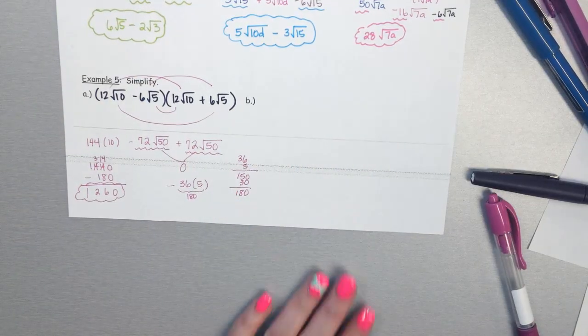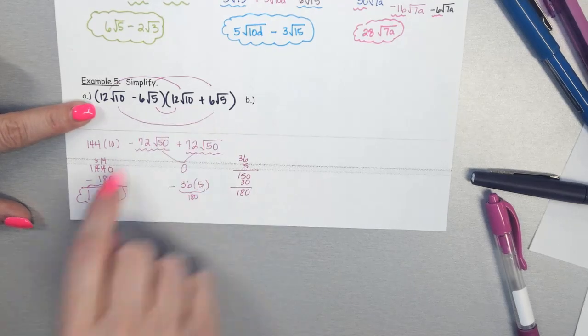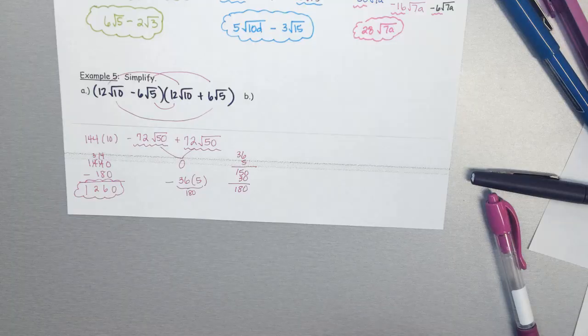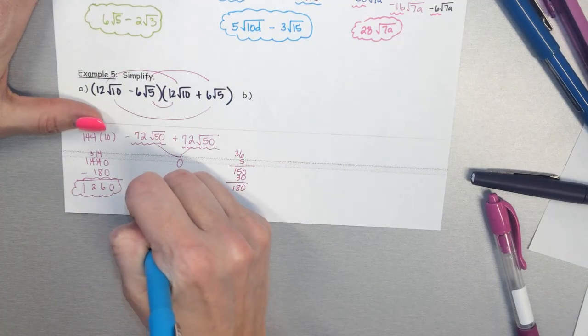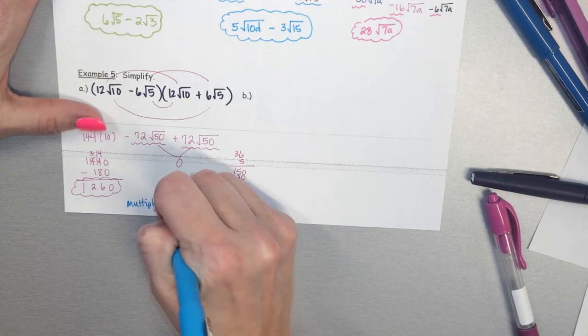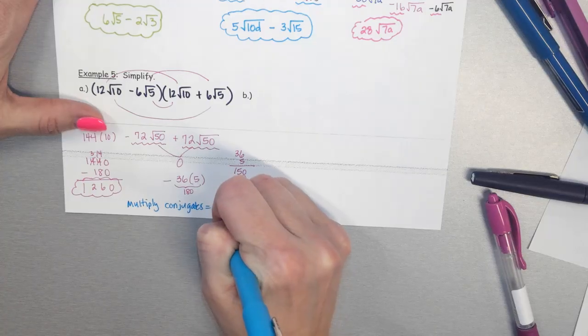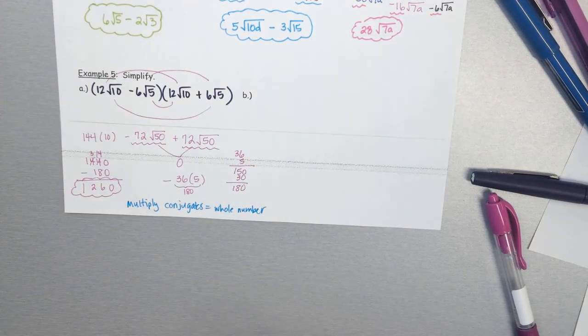So with these, you may or may not have noticed that they're conjugates. Whenever you multiply your conjugates together, you should get a whole number. If you multiply conjugates, the middles cancel out. So that's a pattern that you will see.